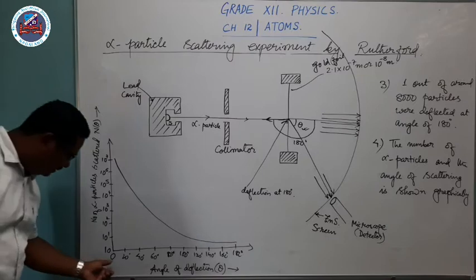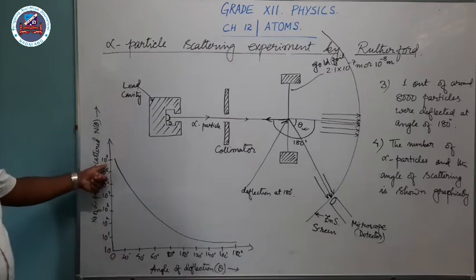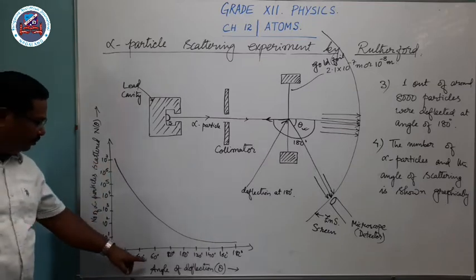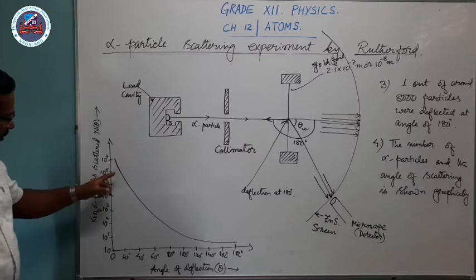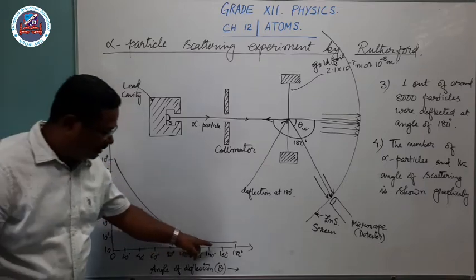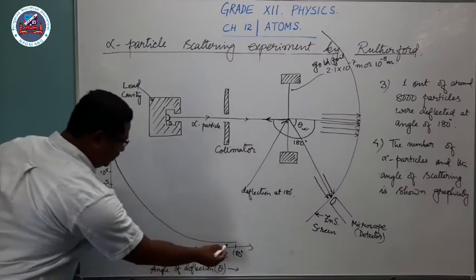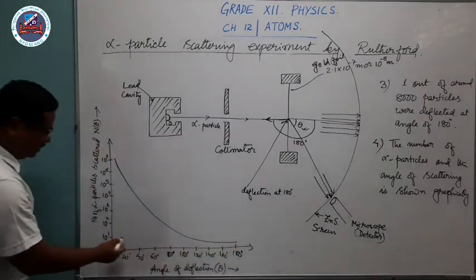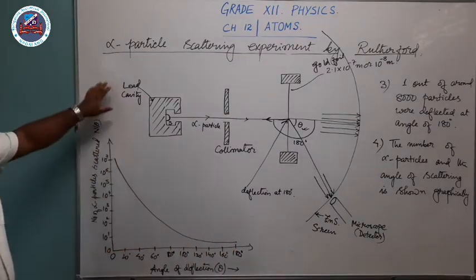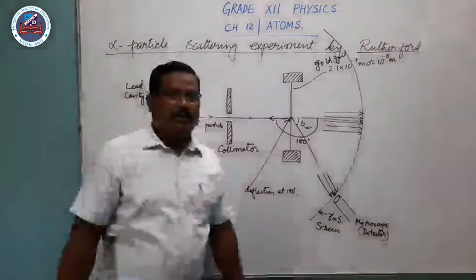That means at a smaller angle, more alpha particles passed. The number of alpha particles was more. As the angle becomes more and more, the number of alpha particles scattered becomes lesser and lesser. And when the angle became 180 degree, the number of alpha particles scattered became the least. It shows like this. So these are the observations made by Rutherford.